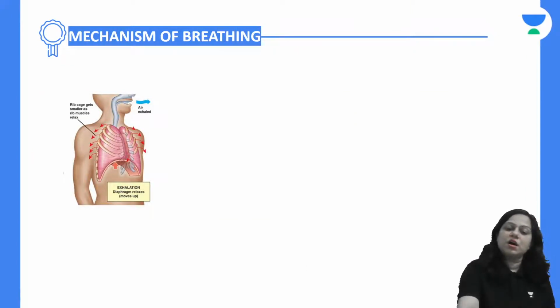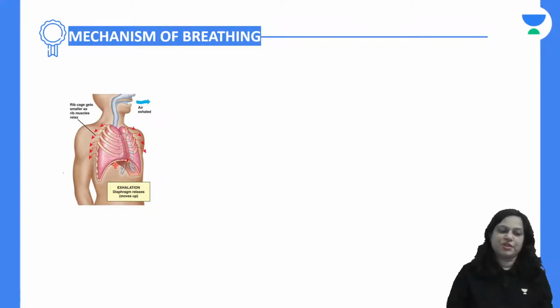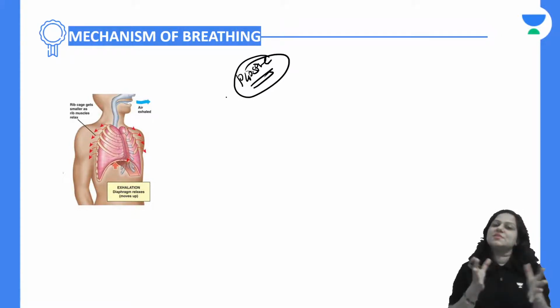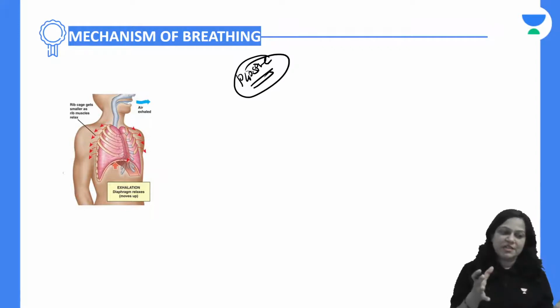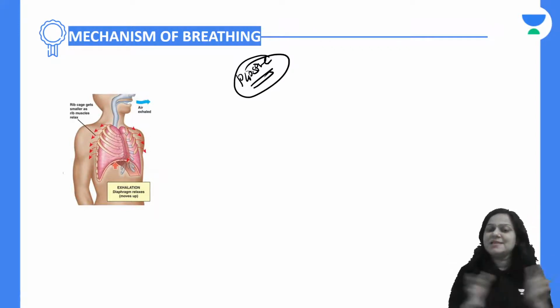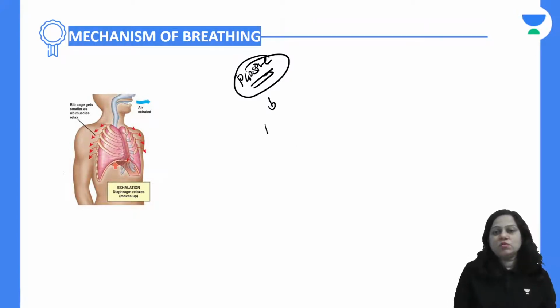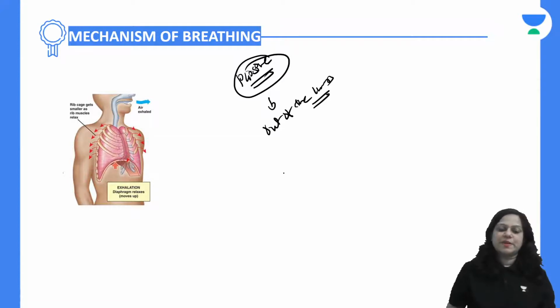Now come to the other phase, that is expiration. The inspiration phase is over. Now expiration. As I told you, expiration is a passive process, right? Simply, the muscles of inspiration which were contracted are now relaxing. Because of the relaxation of the muscles of inspiration, it will cause movement of air out of the lungs. So the act of expiration will occur.